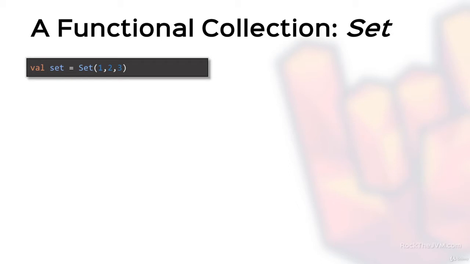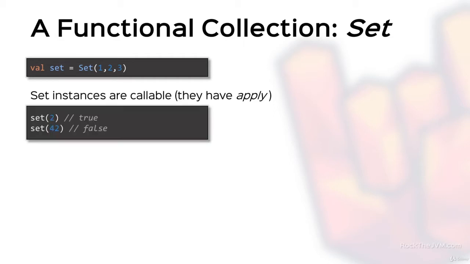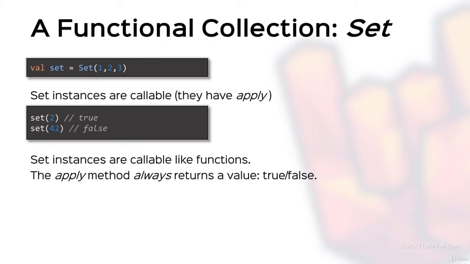So sets, as you already know all too well, are collections of elements and they do not contain duplicates. Now, sets, as you already know in Scala, are callable in the sense that they have apply implemented. So you can, quote-unquote, call a set with an argument, and it will return true or false depending on whether the argument is in the set or not. So for all we care, set instances are callable like functions, and the apply method always returns a value true or false depending on whether the argument is contained in the set.